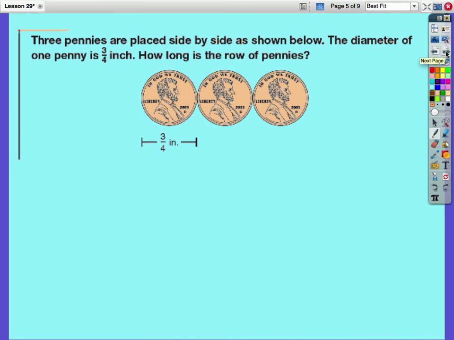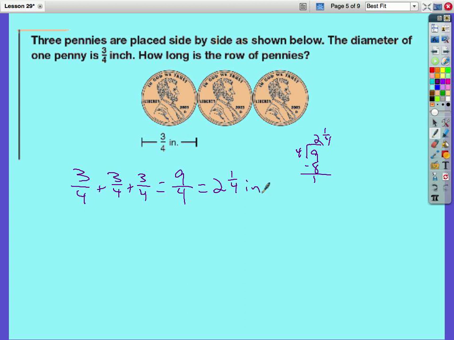3 pennies are placed side by side as shown below. The diameter of 1 penny is 3/4 inch. How long is the row of 3 pennies? Well, we could add 3/4 plus 3/4 plus 3/4. 3 plus 3 is 6, plus 3 is 9. Now we keep the bottom the same. We can do our division and get 2 1/4 inches. Another way to do this problem would be to take that 3/4 of an inch and multiply it by the 3 pennies that we have.